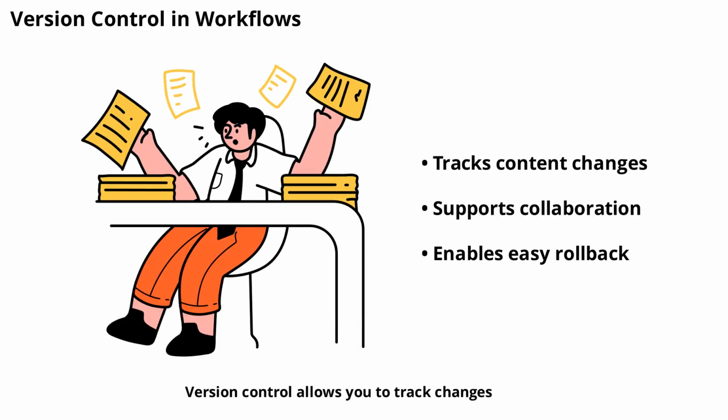Version control allows you to track changes to content and campaigns throughout the workflow. This is especially important when multiple people are collaborating or when approvals require reviewing previous versions. Use your automation tool's version control features to keep a record of edits, comments, and approvals. This ensures accountability and makes it easy to revert to earlier versions if needed.